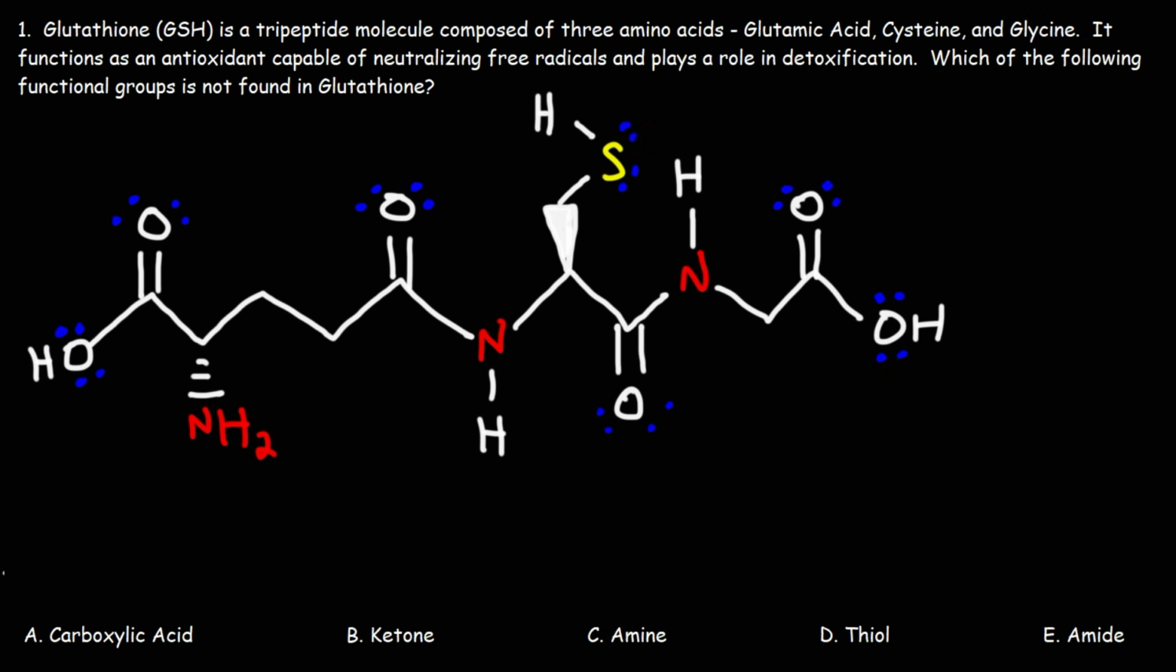Number 1, glutathione, abbreviated GSH, is a tripeptide molecule composed of 3 amino acids: glutamic acid, cysteine, and glycine. It functions as an antioxidant capable of neutralizing free radicals and plays a role in detoxification. Which of the following functional groups is not found in glutathione?